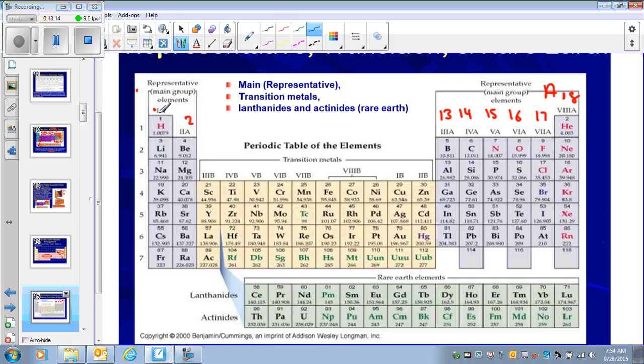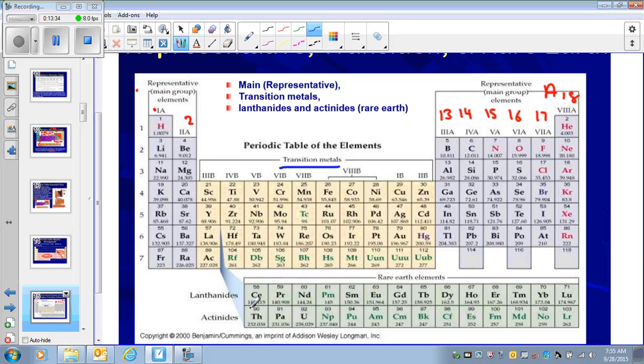And so we have 1A, 2A, 3, 4, 5, 6, 7, 8 A's. And those are the main group or representative elements. The elements in between are called transition metals. Okay, they are B elements. So we have 3, 4, 5, 6, 7, 8, and 1B and 2B.